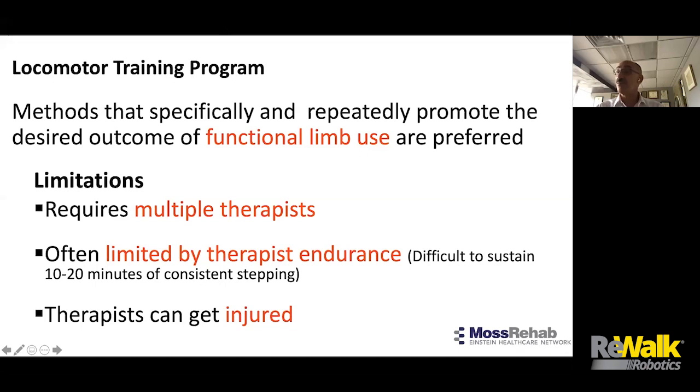One is that it requires multiple therapists to carry it on. Two, it's usually limited by the endurance of the therapist, not by the endurance of the patients. And if you can have a therapist sustain that for 10 or 15 or even 20 minutes, usually it is very difficult to do. And therapists can get injured. They're doing all sorts of incredible things.